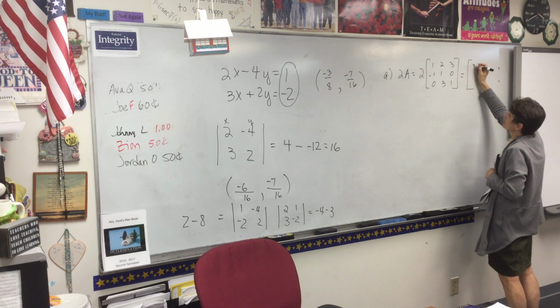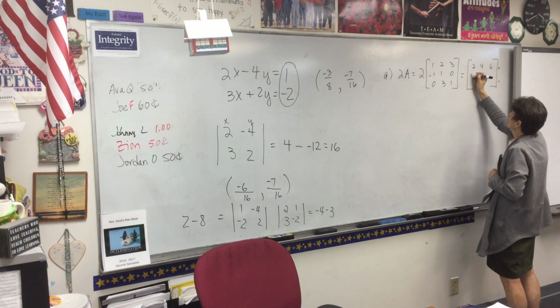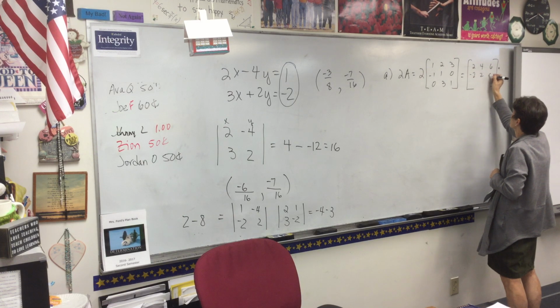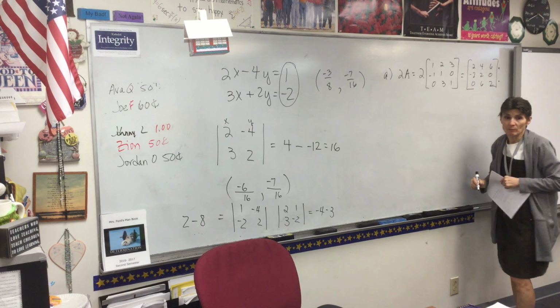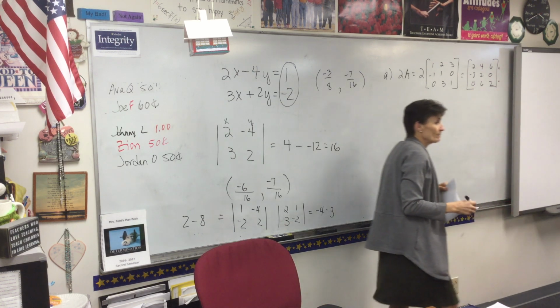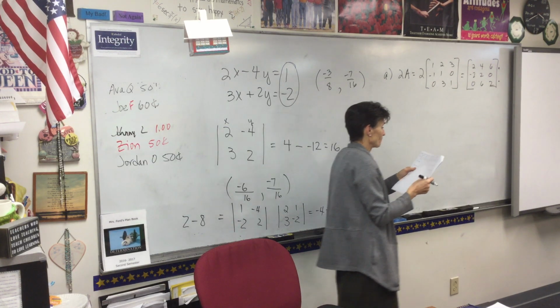So we're going to have what? Top row? 2, 4, 6. Perfect. Second row, negative 2, 2, 0. And bottom row, 0, 6, 2. Okay, we're not going to miss that one. Right? No missing that one. Everybody gets that one right.